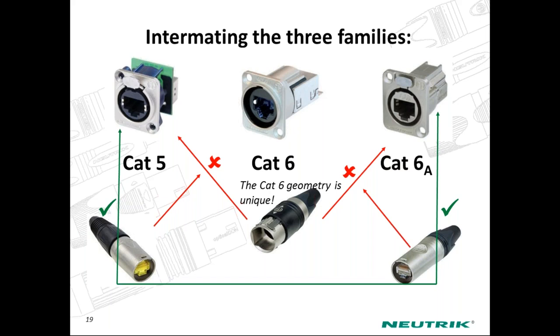So when we came up with the Cat 6A system, we went back down to the same geometry we used for Cat 5. So now we have a situation where, if you want incompatibility because you don't want to mix your networks, well, we have compatibility between Cat 5 and Cat 6A. If you want everything to be able to plug in all the time, well, that's not an option as well. So let's go down to the next slide.